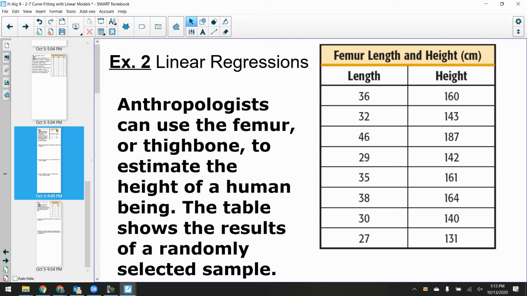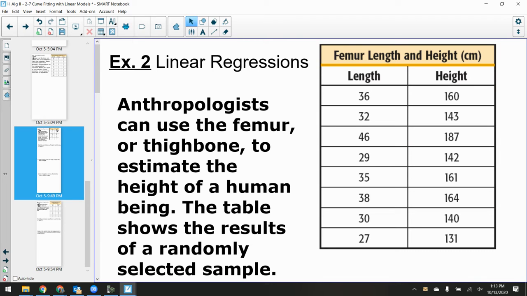Okay. So, anthropologists can use the femur or thigh bone to estimate the height of a human being. So if you found a femur detached from the rest of the body, I guess you could predict the height. That's morbid. Or if you knew somebody's height, you could estimate their femur length. That one sounds a little better. Oh, you're 6'6", okay, I bet your femur is about.